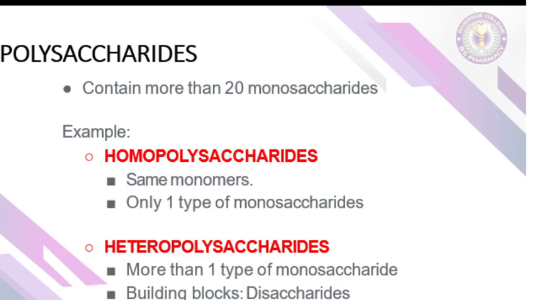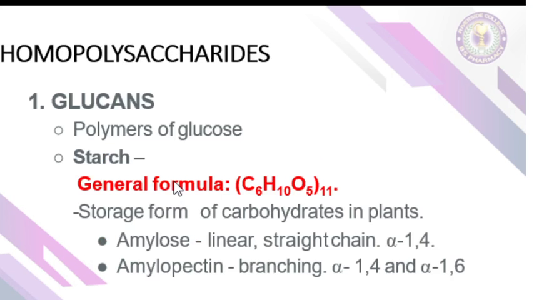And for the polysaccharides, we have your homopolysaccharides and your heteropolysaccharides. In a sense, by the word homo, a homopolysaccharide only contains one type of monosaccharide or monomer. In hetero, of course, there are many kinds that would build up your sugar. The most popular example of a homopolysaccharide would be your glucans, or specifically your starch.